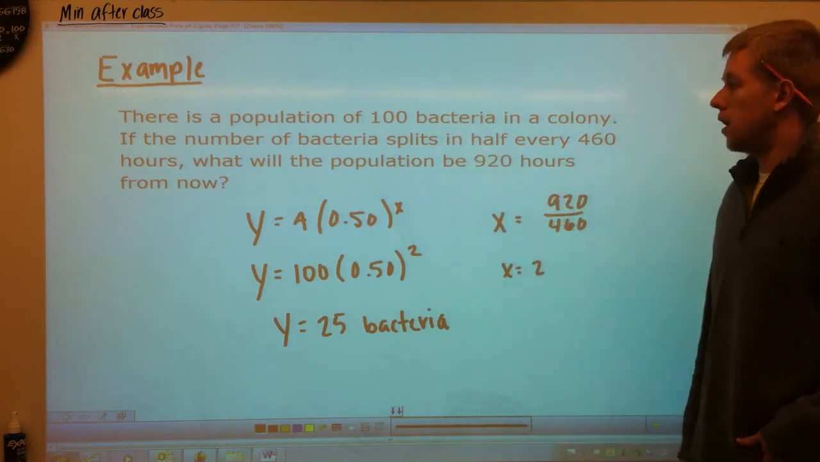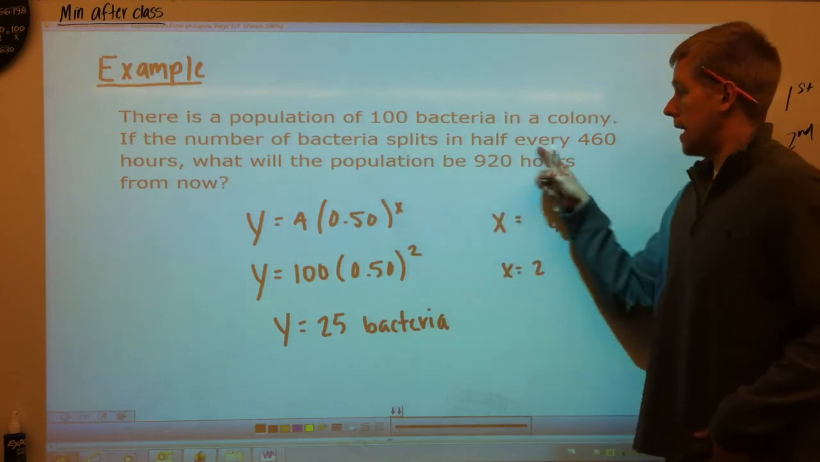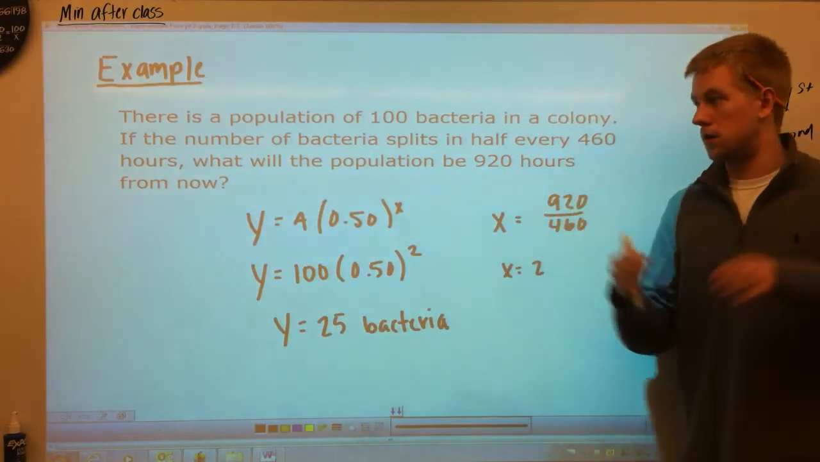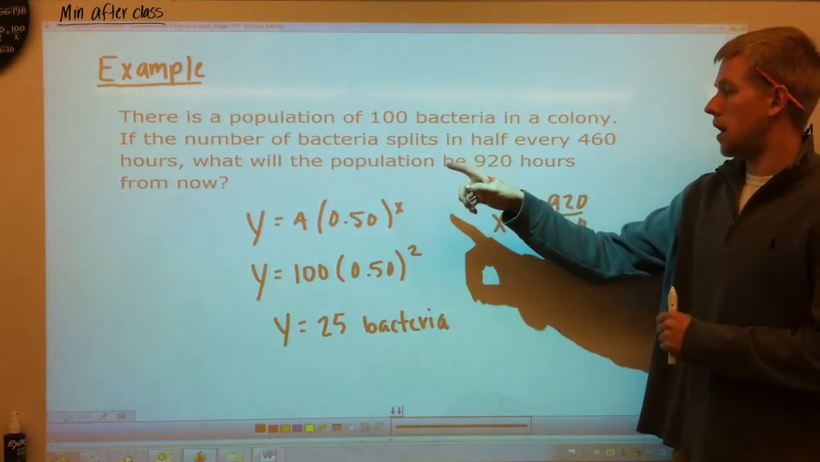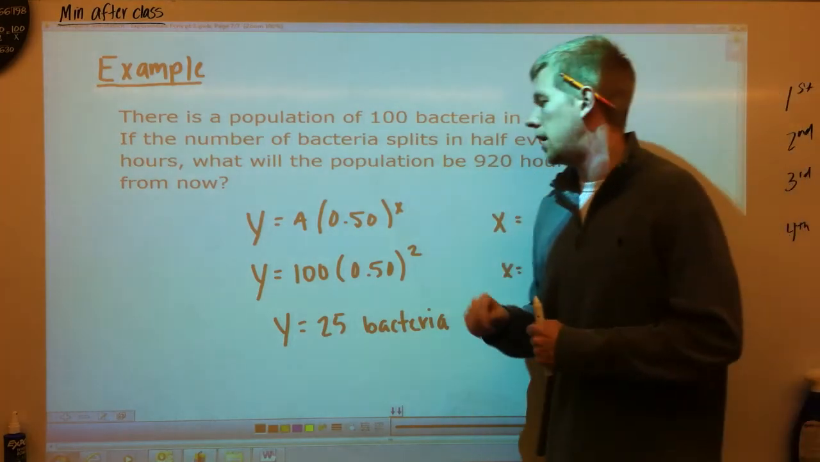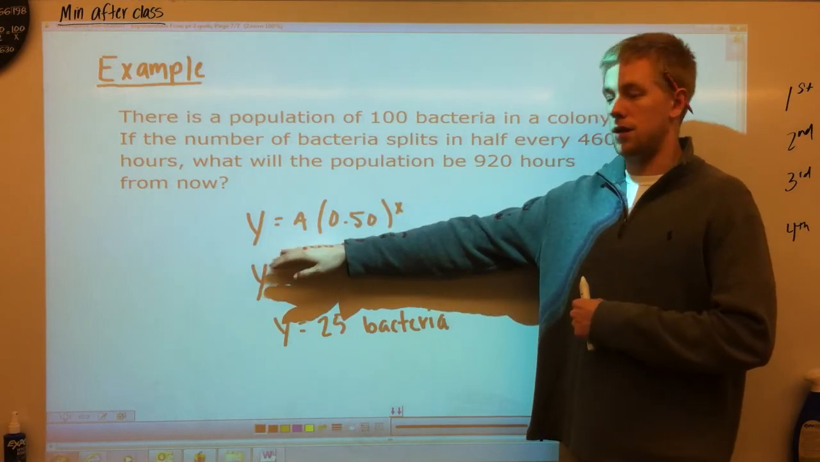There's a population of 100 bacteria in a colony. If the number of bacteria splits in half every 460 hours, so it takes a while for this to split in half, what will the population be? I guess there should be an in 920 hours from now. So, write down your function, A times 0.5 raised to the x.